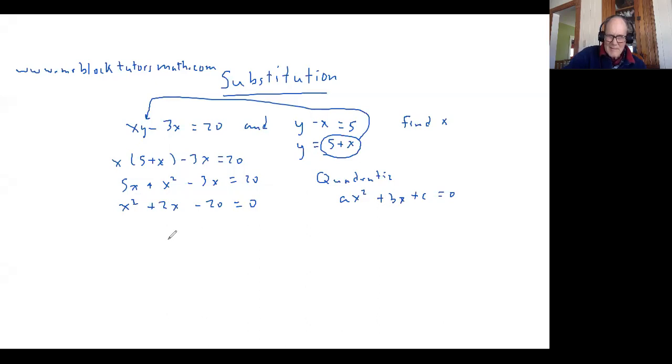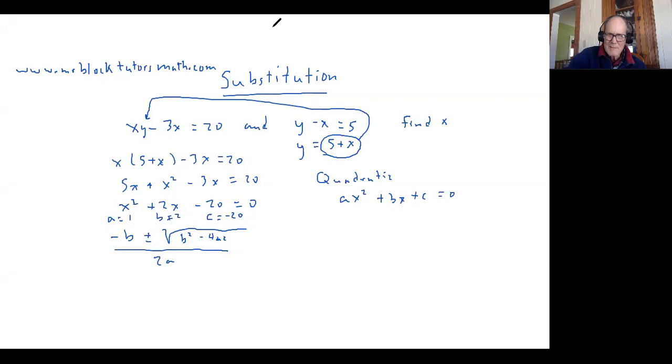Looks like it doesn't factor, so you would use the quadratic formula where a is 1, b is 2, and c is negative 20, and negative b plus or minus square root of b squared minus 4ac all over 2a. And you can do that. Plug your 1 in here, and plug your 2 in there and there, plug your c in, and so forth, and see what you get.